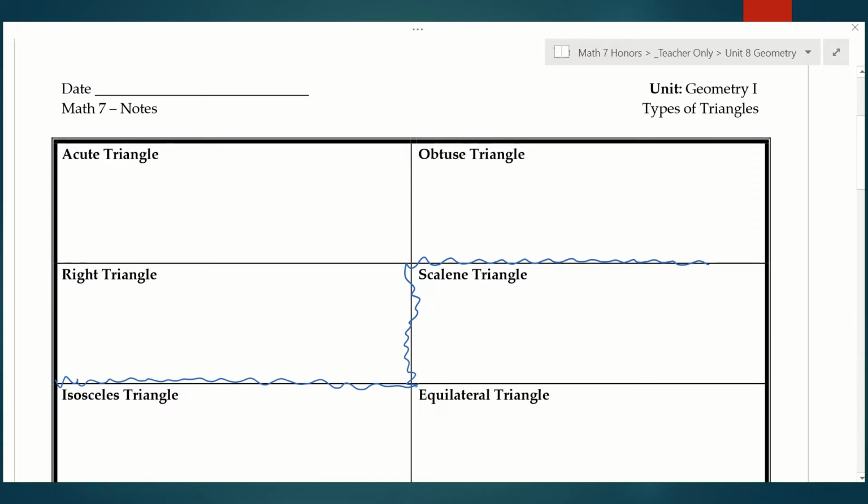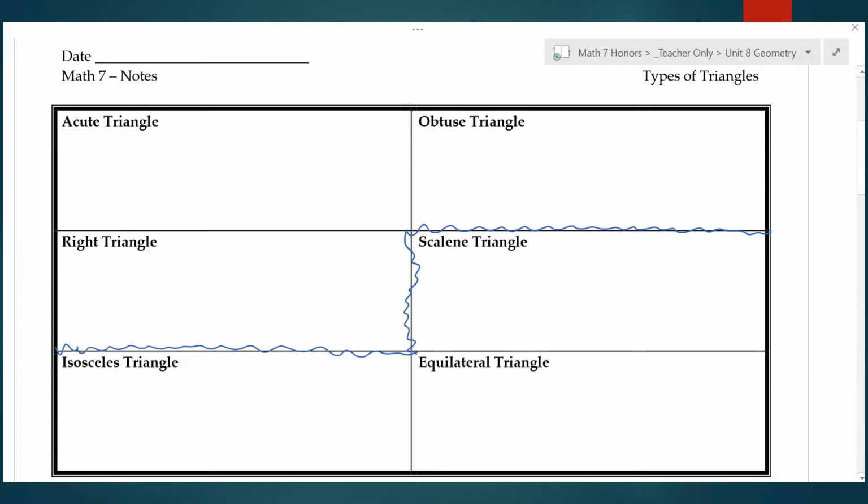Okay, so the ones that I have grouped together on the top left are classifying by angles. And on the bottom, this is how we classify triangles by their sides. If we are going to classify a triangle as acute, what that means is that all three angles must be acute. If you remember, acute means that the angles are less than 90 degrees.